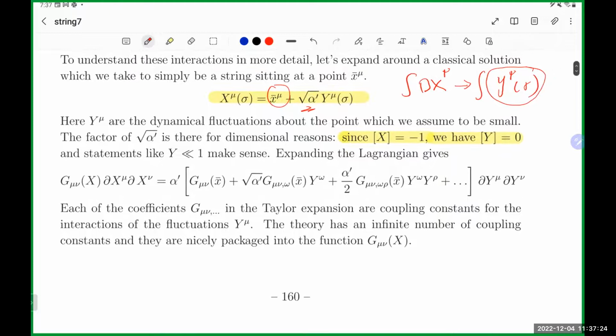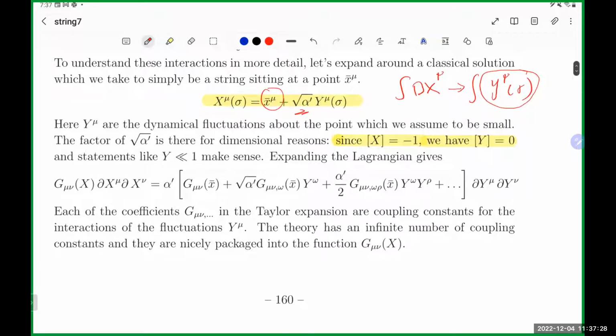So if you expand this guy now using this coordinate expansion, it will look like this. The first term is nothing but g mu nu as a function of the zero mode, the constant mode. And then the second term is g mu nu comma omega, which is basically one derivative of the metric times y. Notice what's going on: this is square root of alpha prime. Now this is becoming alpha prime, and then you have two derivatives of g, and then y omega y rho. You're just expanding in this. So del x is going to be del y, and the derivatives are going to act on the g, and you're left with the omegas right here.